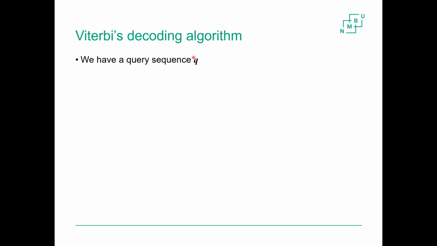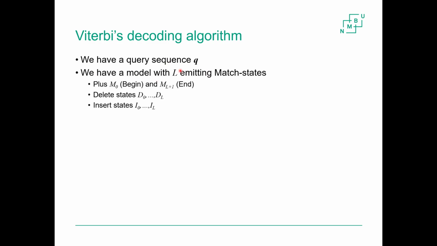So we have a query sequence Q, right? And we wonder now, does this sequence contain the pattern that is described by the profile hidden Markov model, the PHMM? So we also have a PHMM with capital L match states, right? So this is the typical length of the pattern, L. But it could be longer, it could be shorter, right? So we don't really know what to look for, what the size of the pattern is.